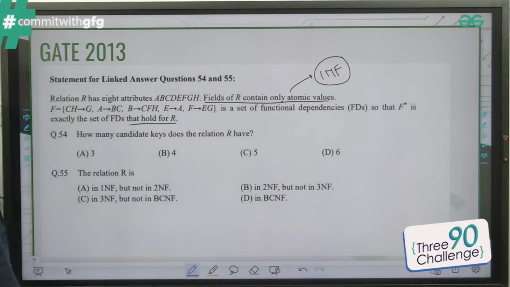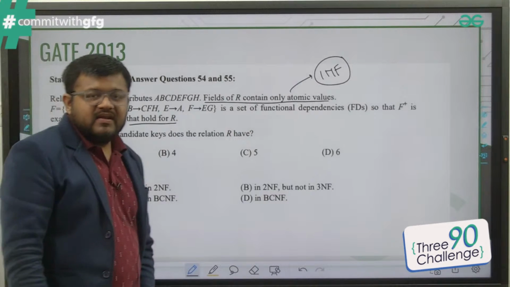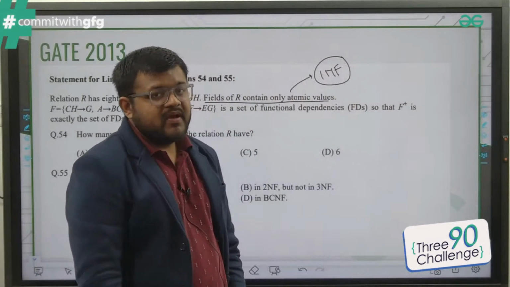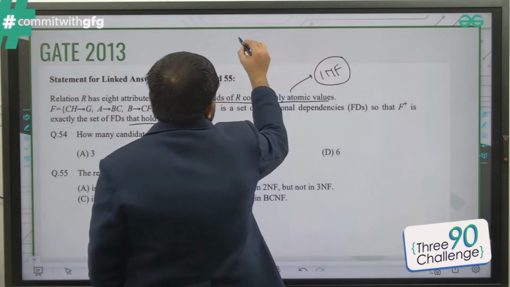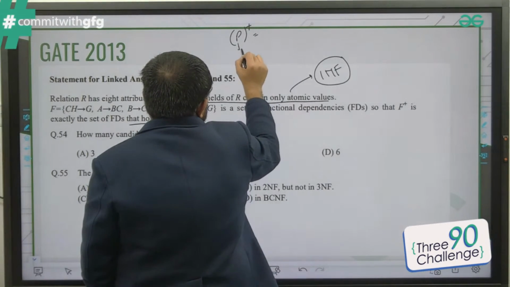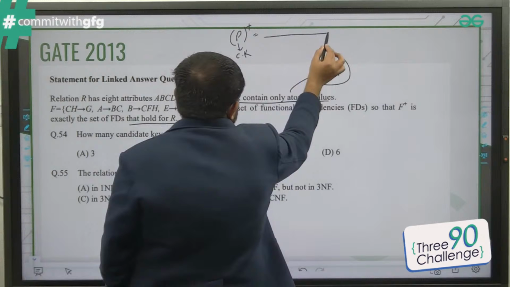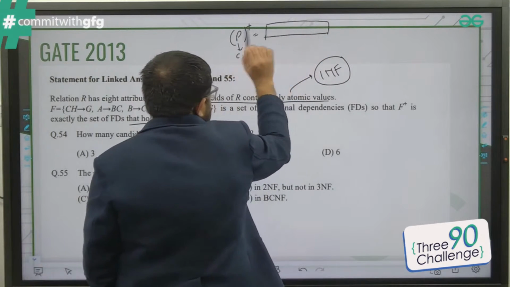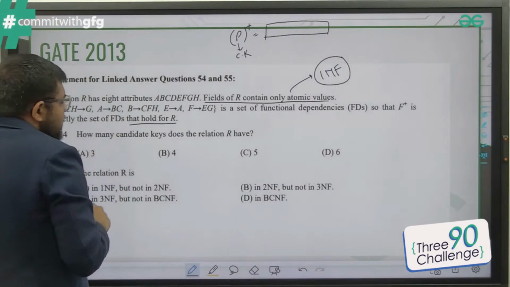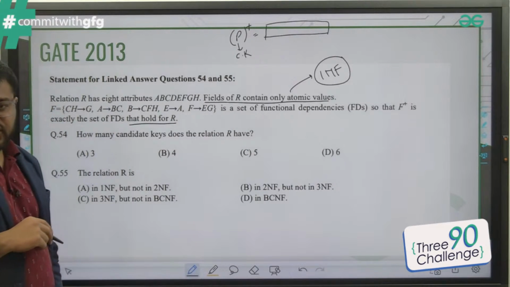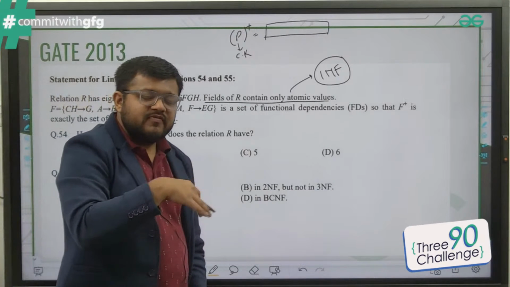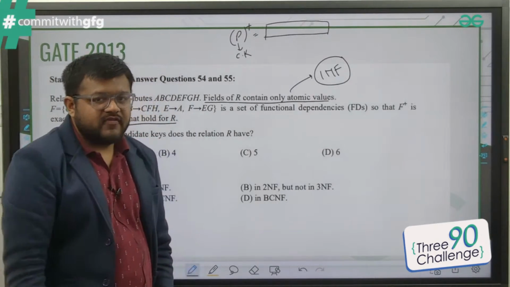So how can we find the candidate keys? Candidate keys means the minimal super key, right? How can we find the minimal super key? See, what is a candidate key? If I have a set of attributes P, and P plus is a candidate key, it will give me all the attributes of my relation, because a key can identify all the attributes of the relation. So to find how many candidate keys the relation has, first of all, those attributes will definitely be present in my candidate key which are not present on the right hand side of any functional dependency.